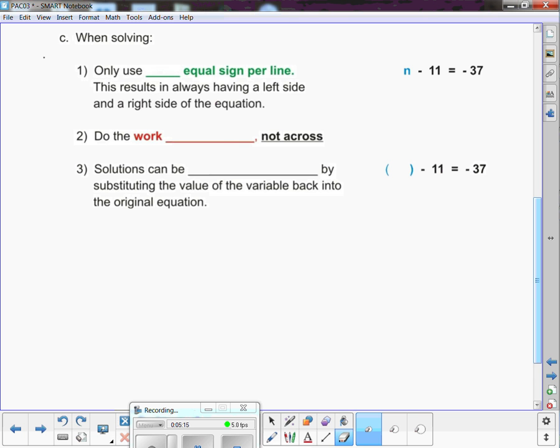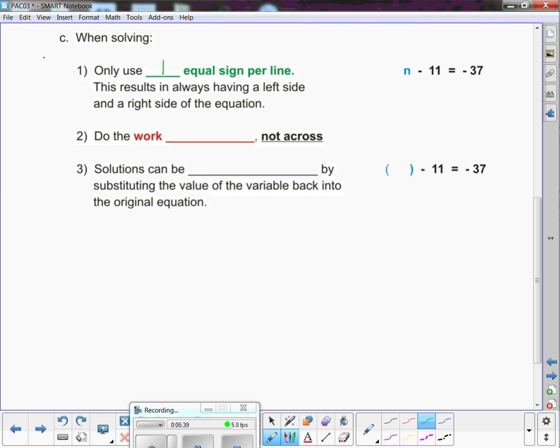Now, unfortunately, some of you are not detail oriented and you don't pay attention to the details. Hence, you make a lot of mistakes. You make things more difficult on yourself. So, here are some details that will make life easier on you and make it easier to solve equations. All right, the first one is only use one equal sign per line.